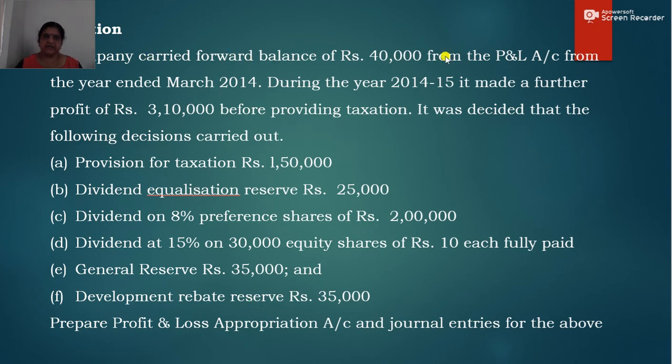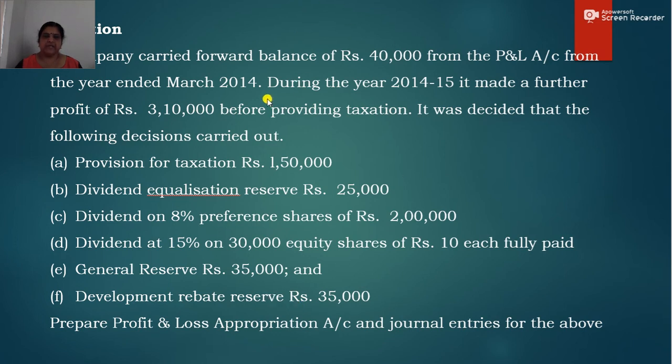Carried forward a balance of rupees 40,000 simply means the opening balance of profit and loss account is 40,000. Then during the year there is a net profit of rupees 3,10,000, but this is before providing taxation. Now the taxation is given, that is 1,50,000. The amount which is available for any appropriation is the amount of profit after taxation. Only after the payment of tax the remaining amount is available for making all these appropriations.